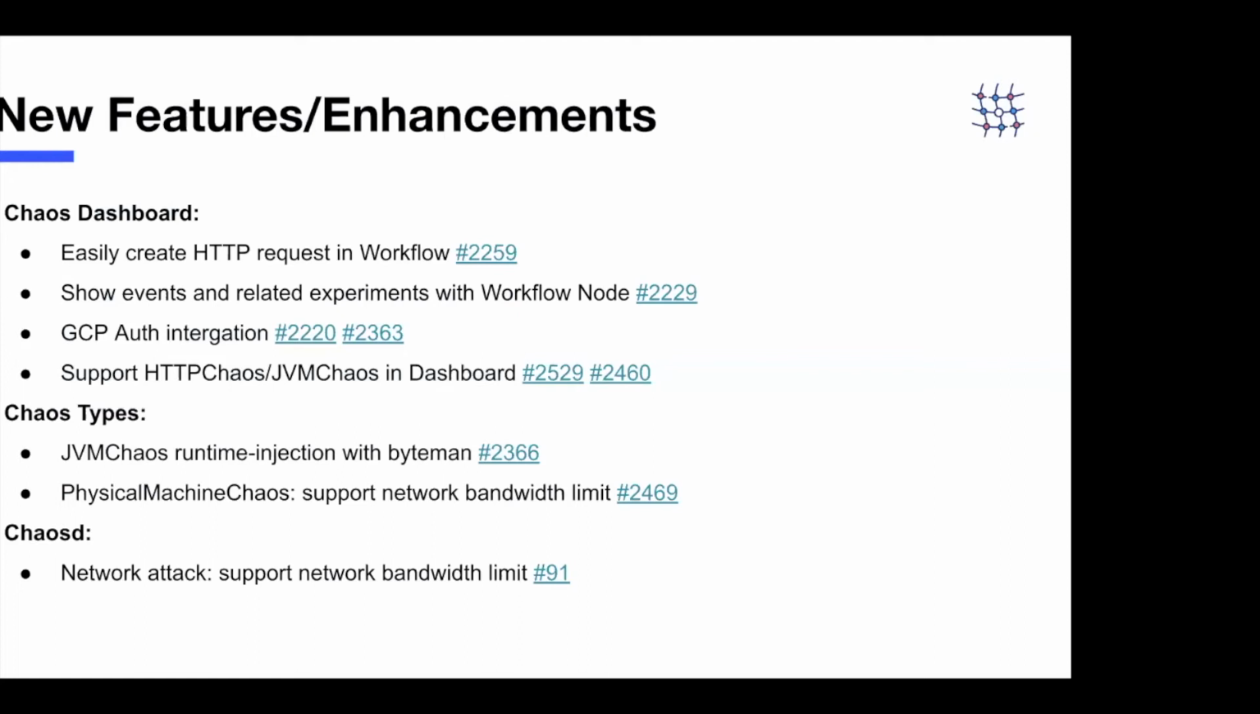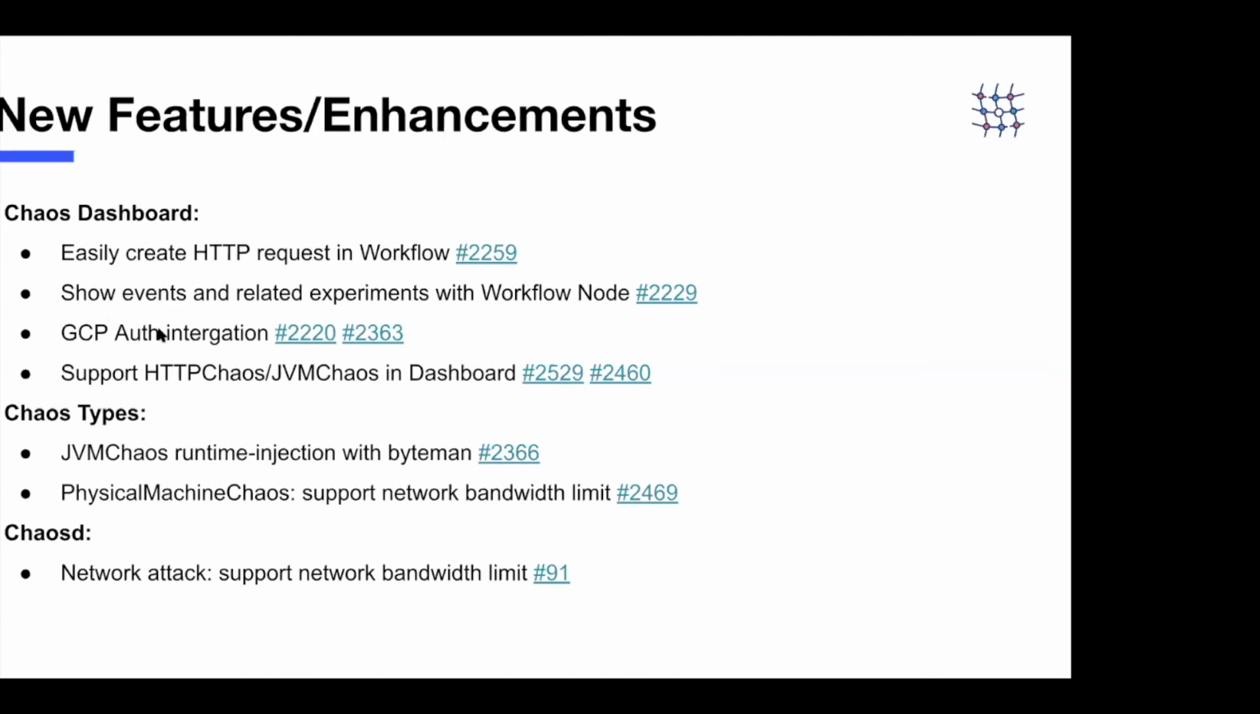If you are using Chaos Mesh and the new version of Chaos dashboard, you will find that we have a new task type in our workflow. We call it HTTP requests. You can use this task to send HTTP requests to your application to check the state of your application. And also we will show the events and the related chaos experiments on the workflow, which I also showed in our demo.